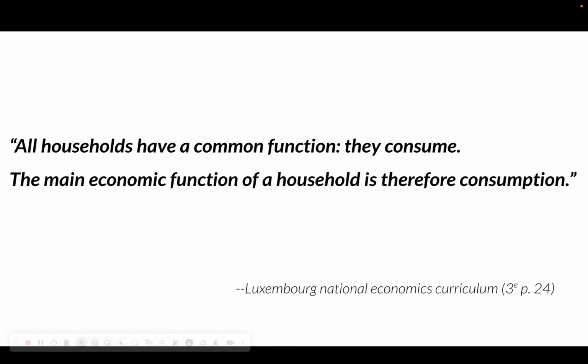Because of this framing and this narrow systems boundary, we get some interesting formulations in secondary school curricula, like this quote from the Luxembourg National Economics Curriculum, which was only recently revised, which says all households have a common function: they consume. The main economic function of a household there is therefore consumption. Anyone who's actually lived in a household and experienced the care and domestic work that takes place in the household knows that the main economic function of a household is not consumption of goods and services produced in markets. It is care.